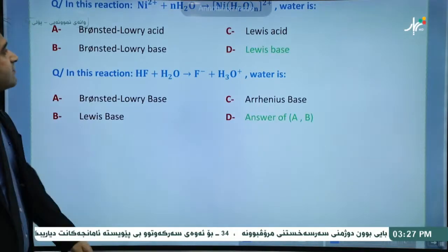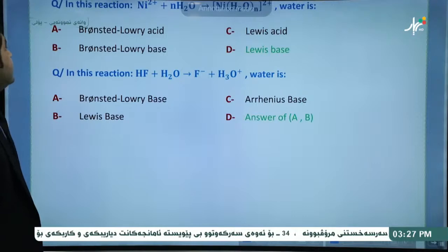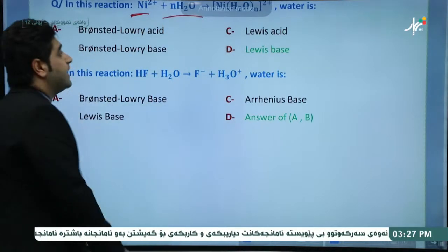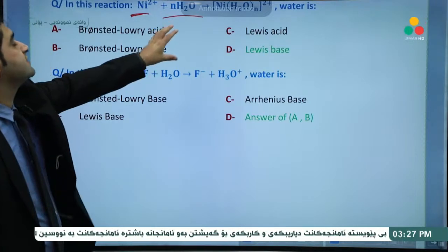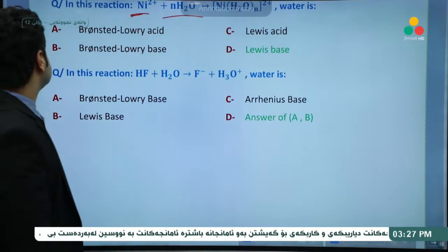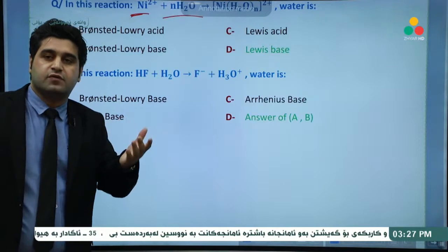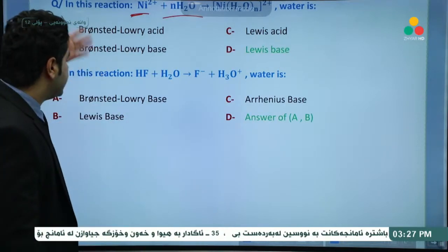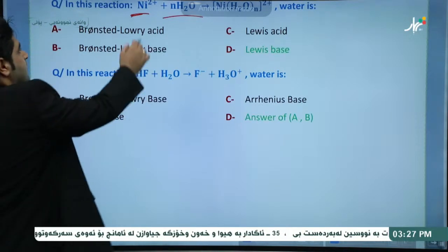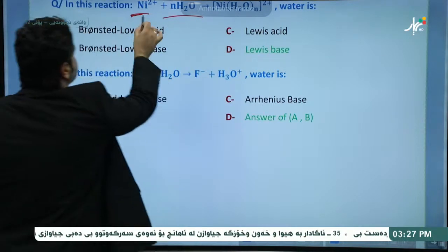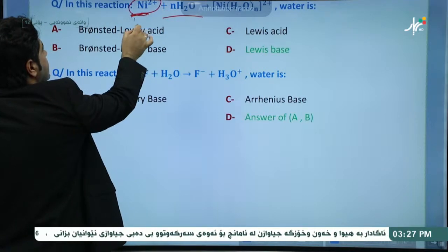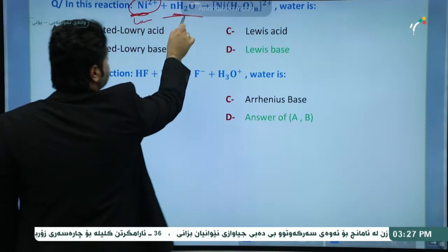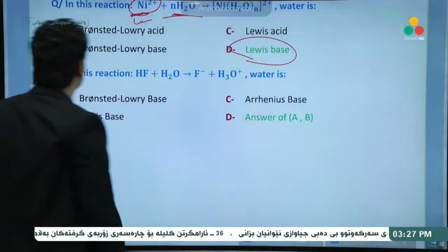Okay, here we have the last question. In this reaction, Ni2 plus and H2O produce this complex compound. Actually, we got this equation in the second term of the final examination of the previous year. But, well, again, we're going to solve it. Well, because Ni2 plus is a cation, it's Lewis acid, so water will be Lewis base. Water is a Lewis base.